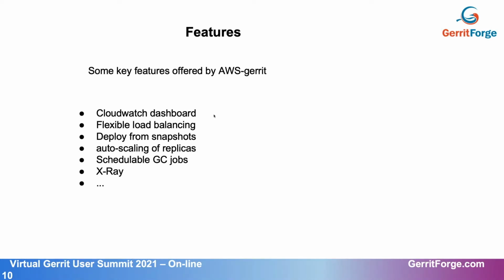Basically, as I mentioned before, you get a CloudWatch metric dashboard out of the box. We actually implemented a CloudWatch metric reporter plugin that will export metrics from Gerrit to AWS, and we pre-package a nice dashboard for you to start with, that you will get automatically as soon as you deploy Gerrit to AWS, as a sort of starting point.